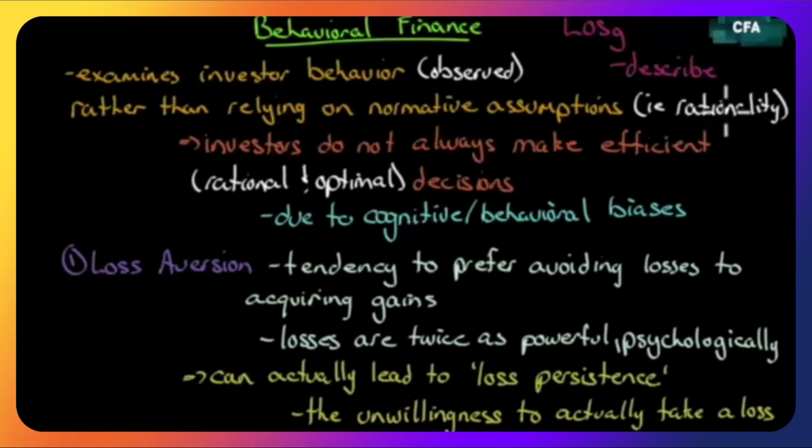It means you make consistent decisions. It means if you prefer A to B and you prefer B to C, you should prefer A to C. To suddenly prefer C to A would be irrational because it's not consistent with the transitivity of your preferences. That's all rationality is. But we're not rational. We're not consistent. We make different decisions when we have gains, and we make far different decisions when we have losses. So, investors do not always make efficient, by efficient we mean rational and optimal here, efficient decisions. And that is due to cognitive or behavioral biases. And we also should throw in there emotional biases.